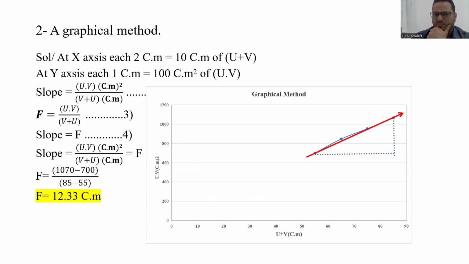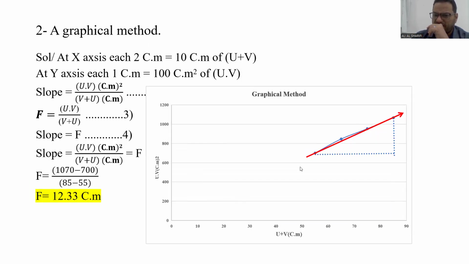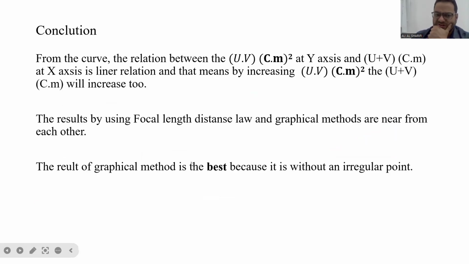It's nearer to the actual value than using the convex lens law directly. Sorry, here it's a mistake, convex lens law. By using the convex lens law directly, we can't say which one is the irregular point from them, but from the graphical method, from this arrow, it gives us the opportunity to say which one is the irregular point, because by that the result will be better.